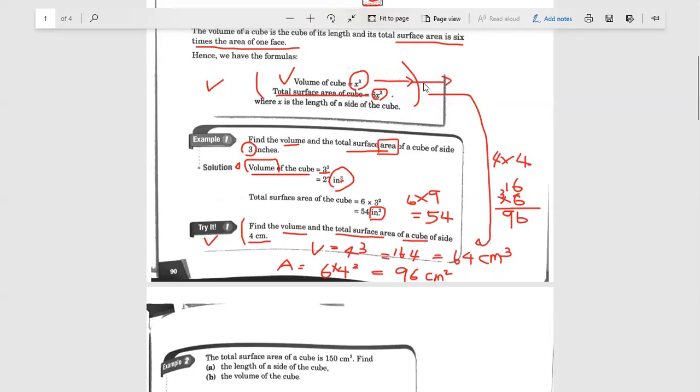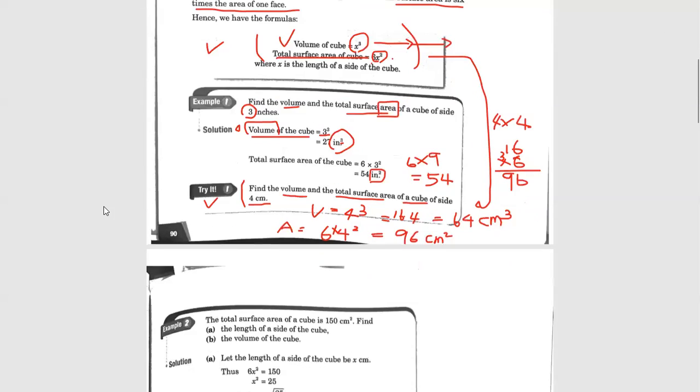0. Excellent, good job. Now we're going to move to example number 2. Lydia, can you read the question for example number 2? The total surface area of a cube is 150 centimeters squared. Find the length of a side of the cube and the volume of the cube.